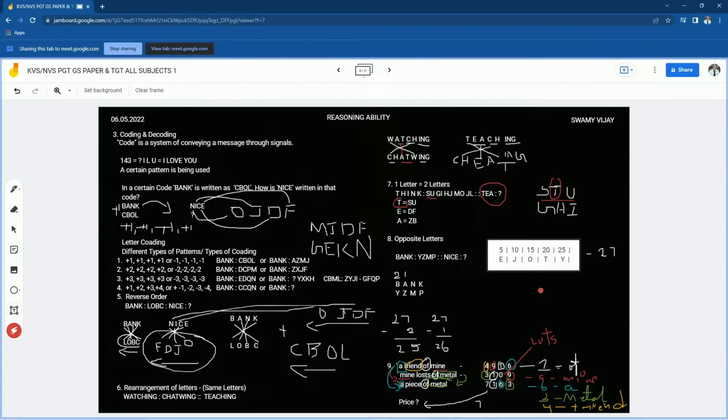So what is this opposite letters logic? You need to learn this right side chart. How many of you are aware of this, EJOTY?